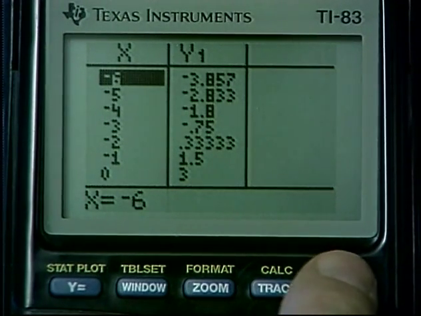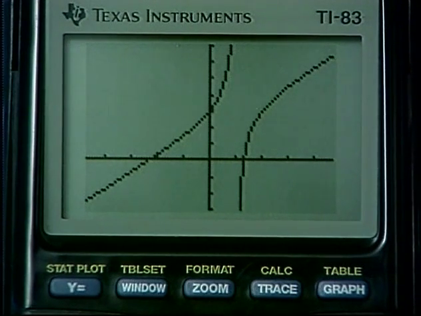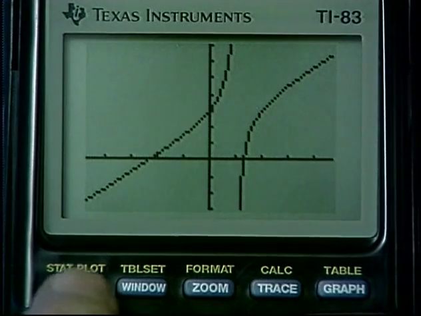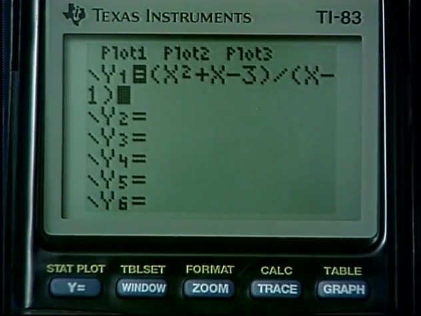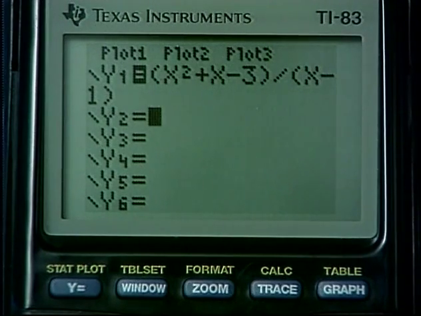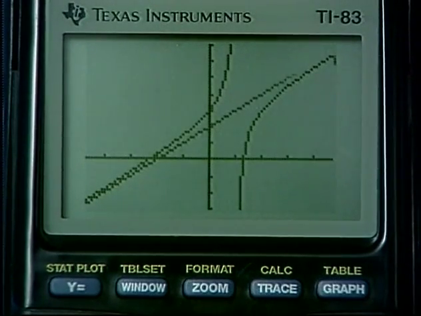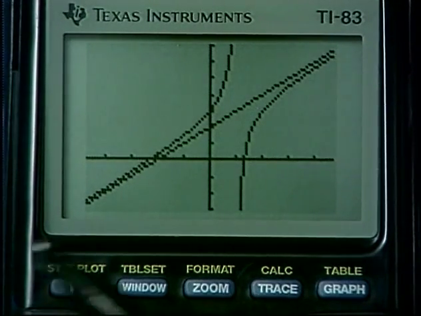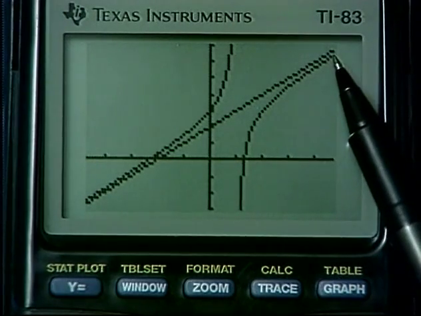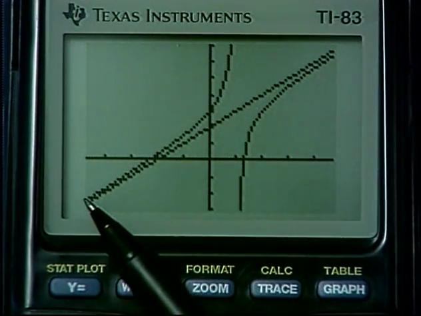And another idea, I'll go back to the graph for a moment, but another idea that we can use in the graphing calculator is that we can verify our slant asymptote. We could go back, for example, and enter the slant asymptote. Remember, it was y equals x plus 2. So if I enter y equals x plus 2 and then graph, sure enough, I can see that the graph snuggles up to the slant asymptote at the extremes of the coordinate plane.